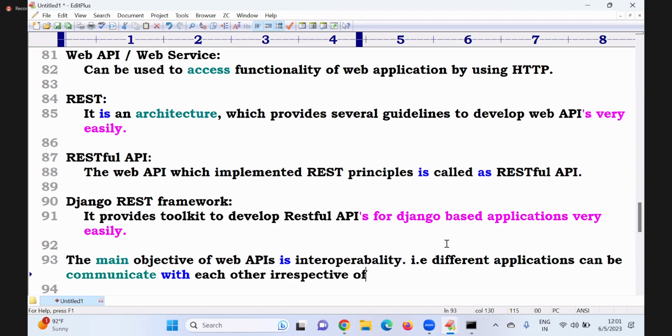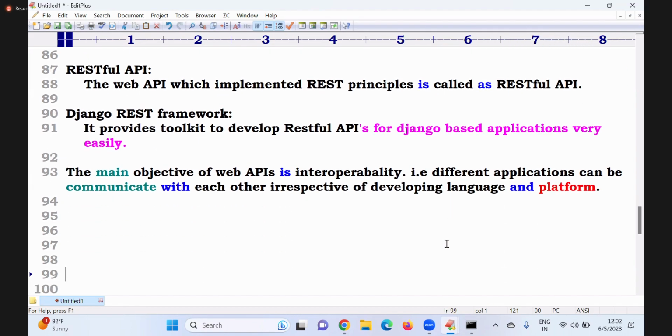Irrespective of whatever developing language, just now I'm giving an example. The language may be Java, .NET, Python, SAP, any language. And what is the platform? No problem. Any platform: Windows, Mac, Linux, Ubuntu, any platform. Whatever platform you're using, I don't bother about. Whatever language you're using, I don't bother about. I can provide communication. That is the main agenda of web APIs.